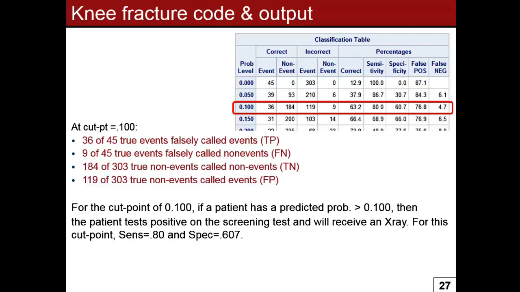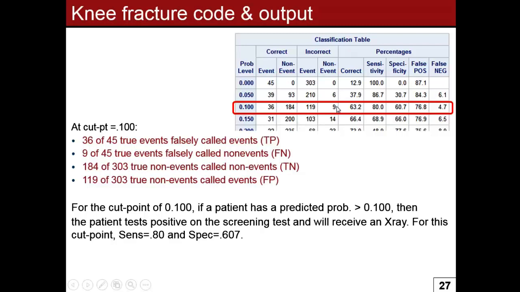So here's an example of the output. This just shows how to read it. You can see here that at a cut point of 0.1, 36 of 45 events were called events. That should be that were actually called events, sorry. That's annoying. So 36 of the events were correctly called events.